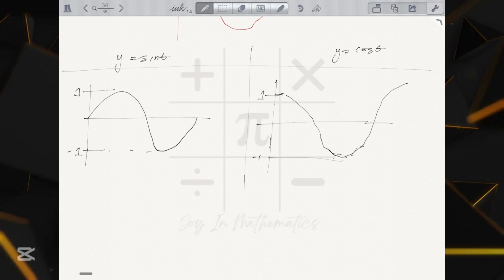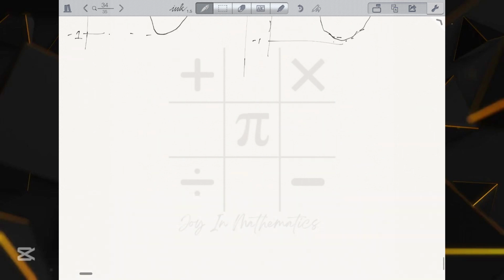So this is the basic representation of the graphs of y equals sine theta and y equals cos theta. Now let's look at tan theta, y equals tan theta. Let's draw a graph. It looks totally different from this. Let's draw the table. We have theta at 0 degrees, 90 degrees, 180 degrees, 270 degrees, and 360 degrees. What then is tan theta?